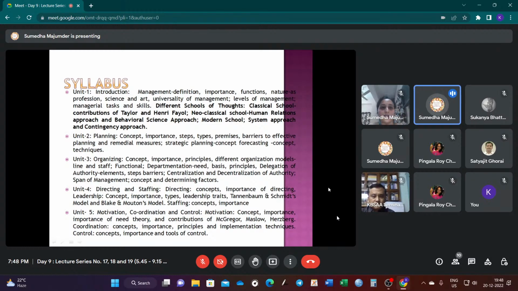Under classical, we have two approaches: Taylor's scientific thought of management and Henry Fayol's functional or administrative thought of management. And in neoclassical, we also have two aspects: the human relations approach developed by Elton Mayo in his Hawthorne study, and also the behavioral science approach.